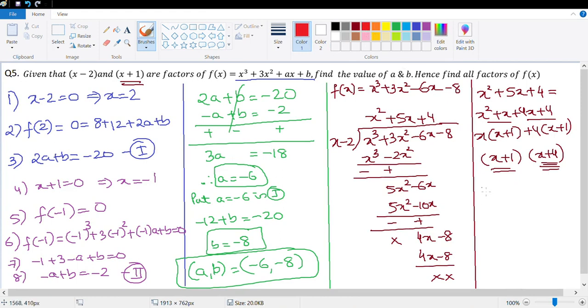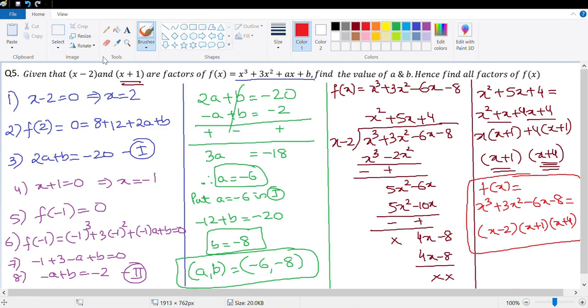So let's write the final answer. f(x), which is equal to x cubed plus 3x squared minus 6x minus 8, is equal to (x minus 2)(x plus 1)(x plus 4). These are the two factors which were already given. And the third factor we figured out is x plus 4.